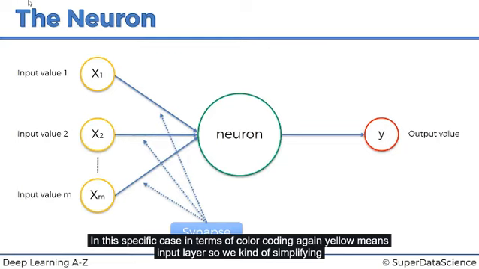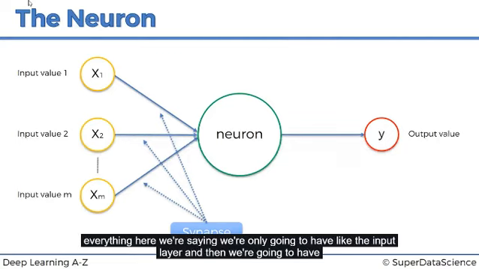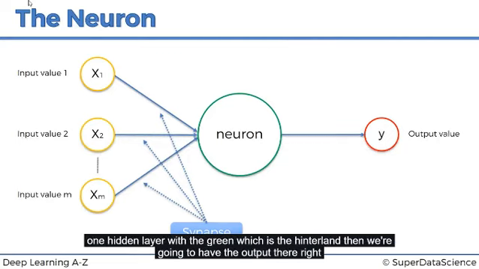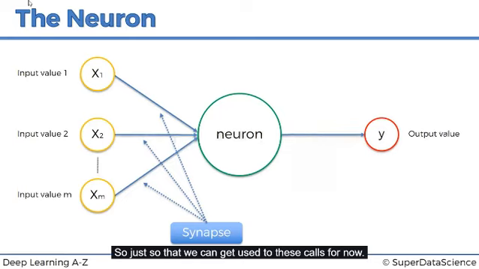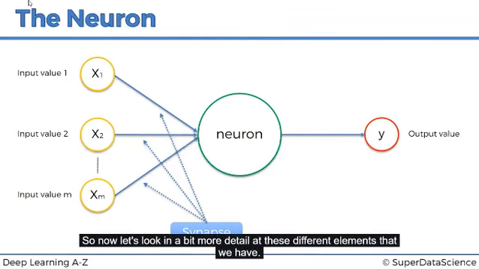So we're kind of simplifying everything here. We're saying we're only going to have the input layer, then one hidden layer, the green one, and then we're going to have the output layer right away. Just so that we can get used to these colors for now. So there we go, that's the basic structure. Now let's look in a bit more detail at these different elements that we have.